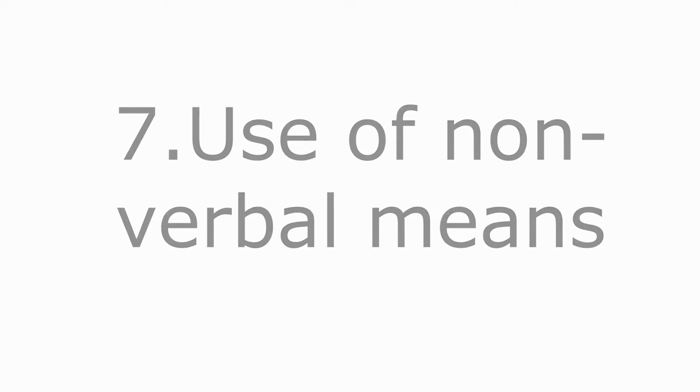You create a new English word based on what you know of the way English works, like vegetarianist, which is not in the dictionary for vegetarian. 7. Use of nonverbal means. You mime, gesture, use facial expression, and imitate sound to express the meaning you want.